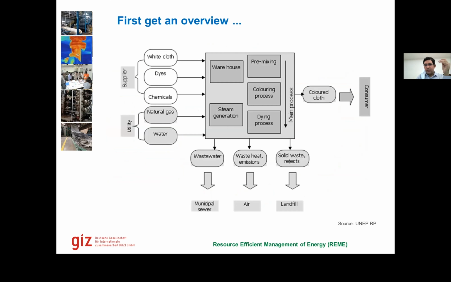So how do we start? So first of all, we take the company as a whole and we see what are different kind of inputs coming into the whole company. Okay, so this is a company, for example. On the left hand side, there are different energy, water, chemicals, and cloth coming in. On the right hand side, our colored cloth is going as an output, and in the bottom, it shows that there is wastewater, there is waste heat, air emissions, and there is solid waste going out. So just take an overall example of the company.